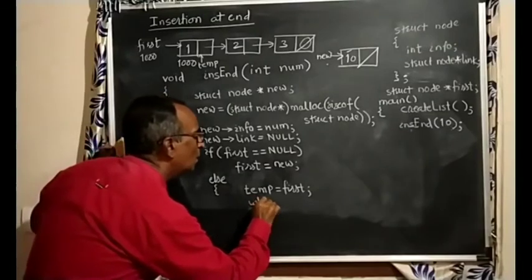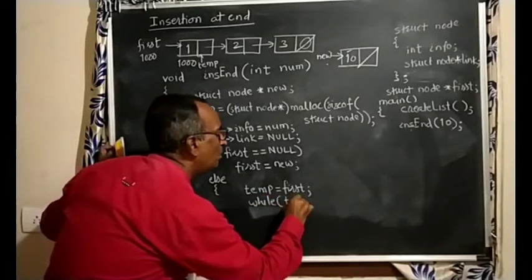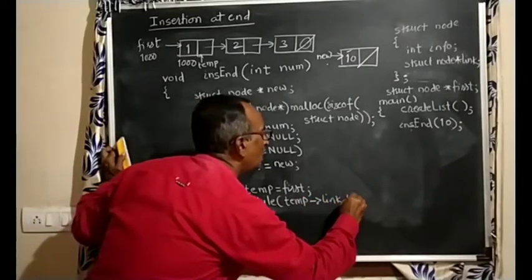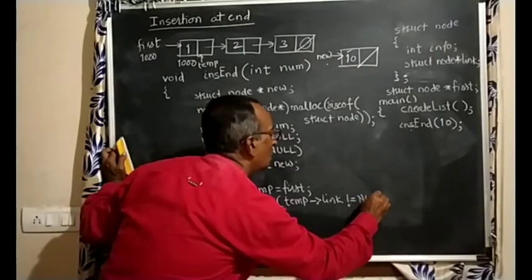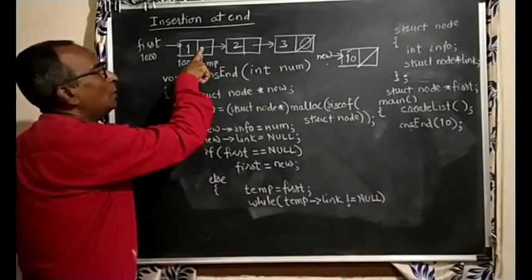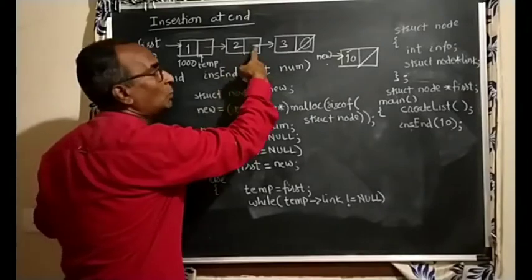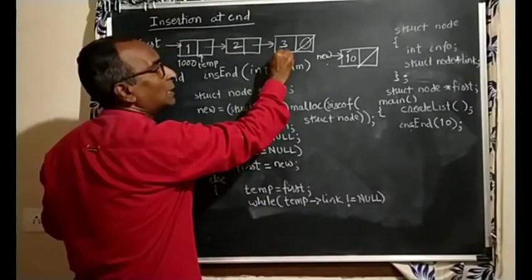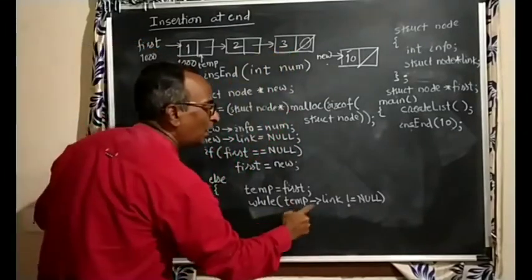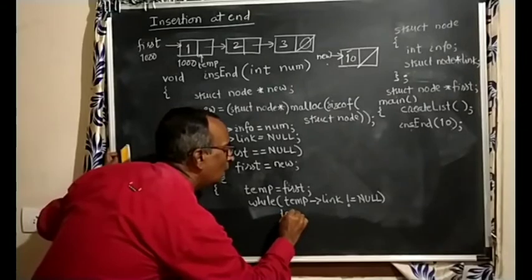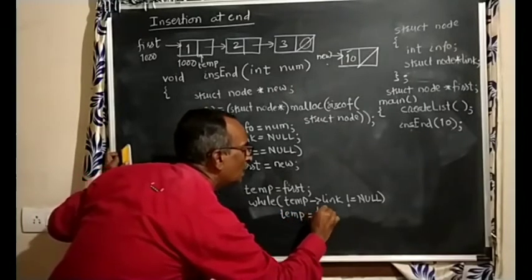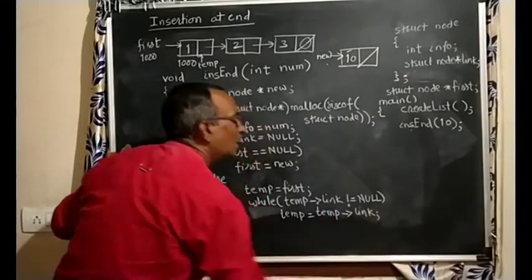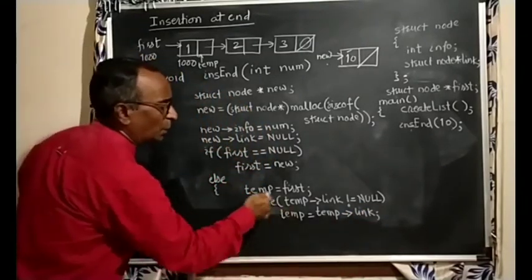So while temp's link is not equal to null, move temp. When temp's link is null, you stop, which means you will have set temp to the last node. While temp's link is not equal to null, temp is moved. Temp is given temp's link. That's it, it will be moved.